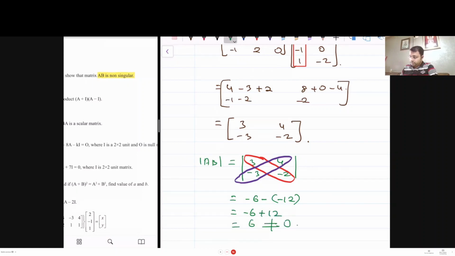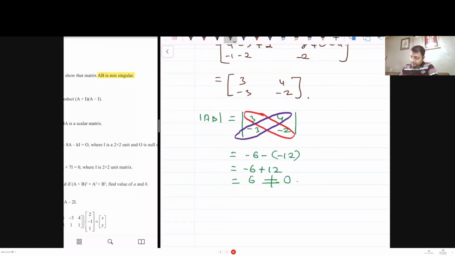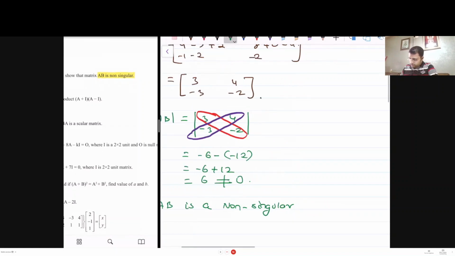Definitely it is not equal to 0, and hence I can say that AB is a non-singular matrix. Simple.